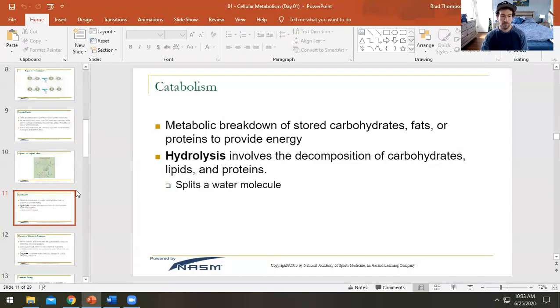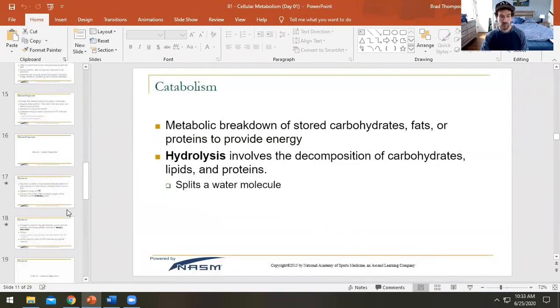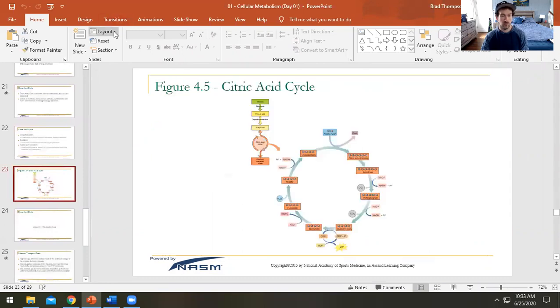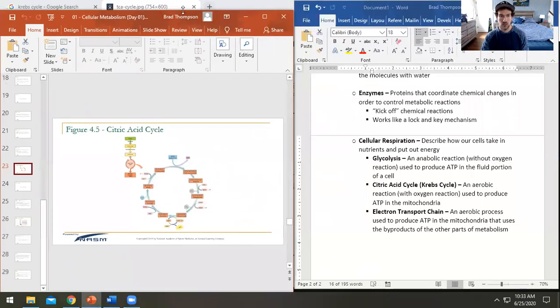How come, on the diagram, they call it GTP, the second one?